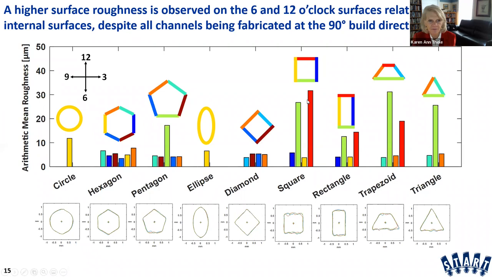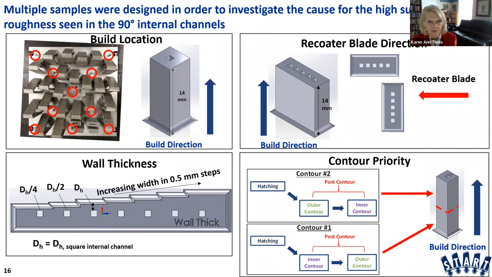As a matter of fact, this slide illustrates all the many different things. Again, the point I want to make here is that there aren't simple decisions to be made; there are many decisions to be made when you're building a part using additive manufacturing. So we looked at the recoater blade direction, in other words, how the new layer of powder was being introduced. We looked at the build location on the plate.